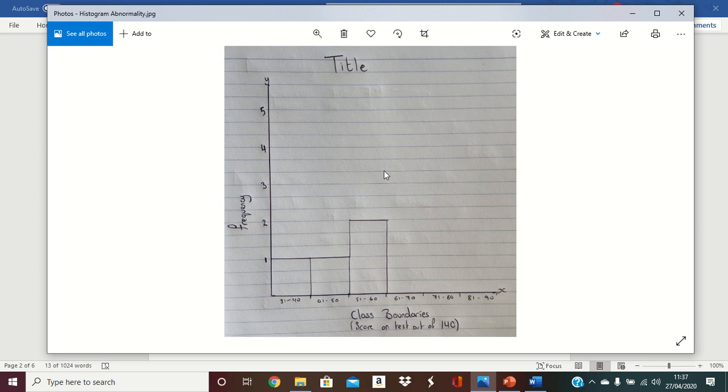And eventually, you will have a graph that looks similar to the distribution that was in the PowerPoint relating to wealth and income. So that way we can see the frequency of the number of students who fall in each class boundary for the test scores out of 140.